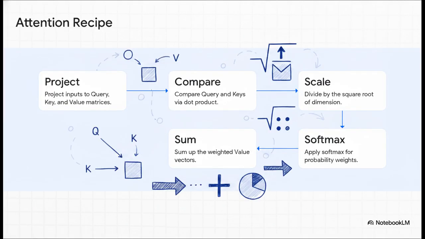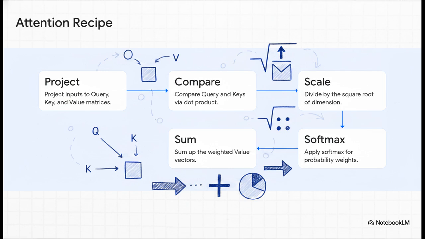So the really crucial point here is how these 3 roles interact in a 5-step recipe. Step 1, every token is projected into its query, key, and value representations. Step 2, the current token's query is compared against every preceding token's key using a dot product. And if the key matches the query, the score goes up. Step 3, just to keep the math stable and avoid messy gradient issues, we scale that score down by dividing by the square root of the dimension.